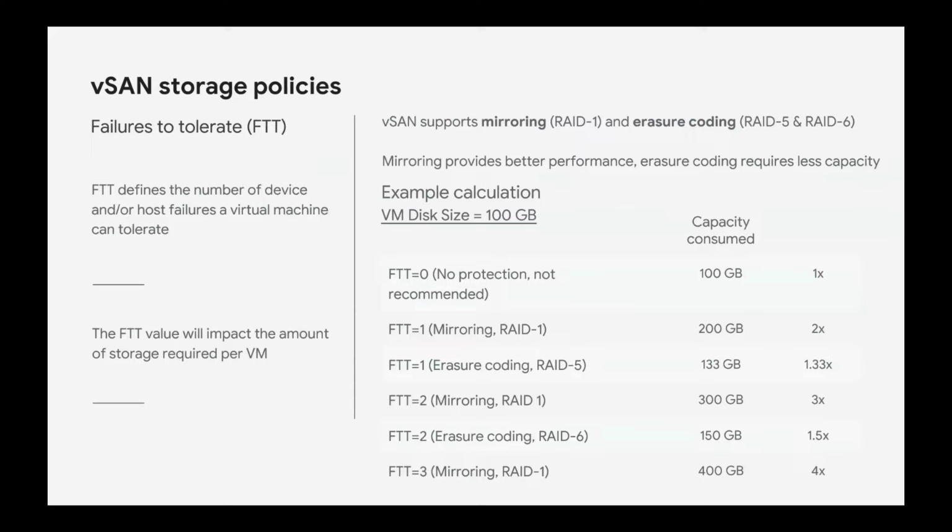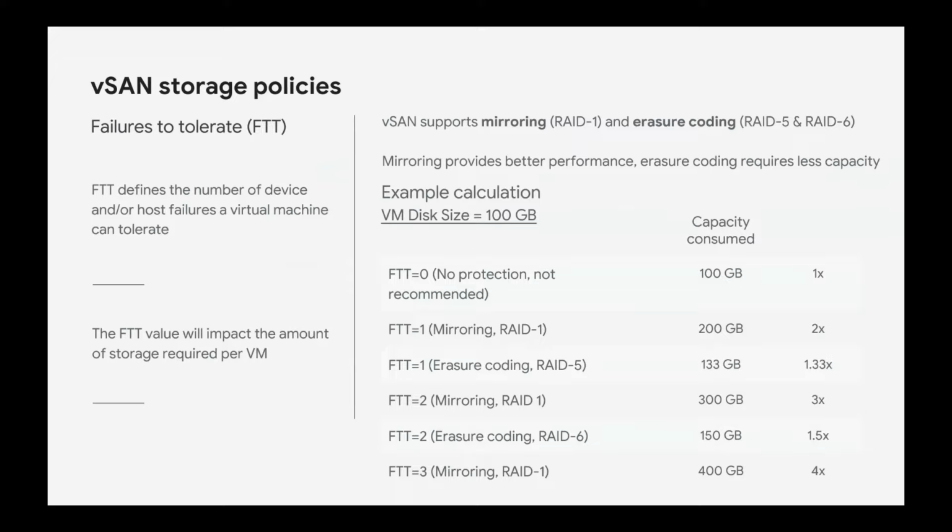Mirroring typically provides higher performance, while erasure coding offers enterprise-grade performance but with a lower storage requirement. For example, storing a 100 gigabyte virtual disk with FTT 0, which we don't support for production, takes 100 gigabyte of space with just one copy of the data. With FTT1 mirroring, we require 200 gigabyte of space, essentially storing two copies of the data.